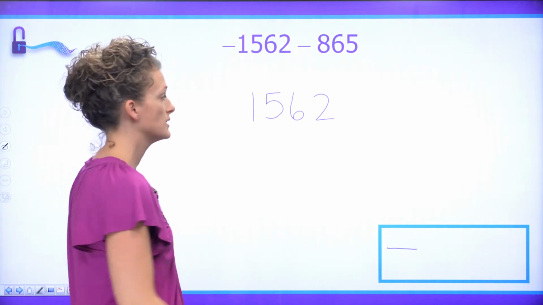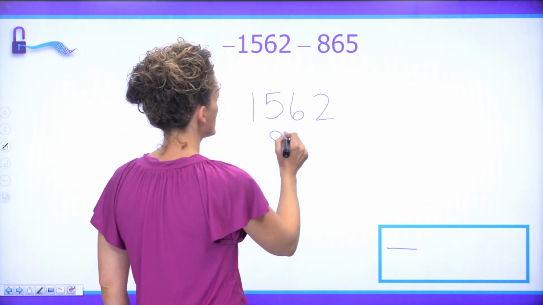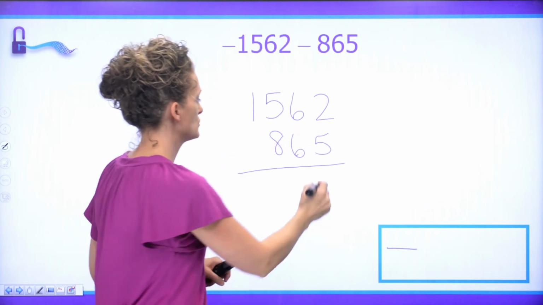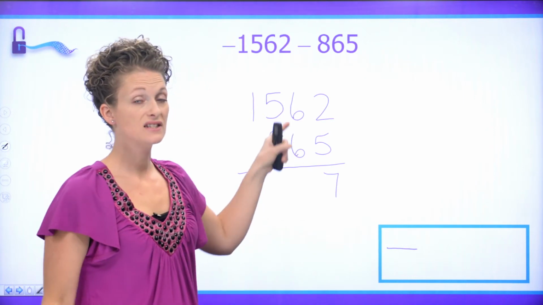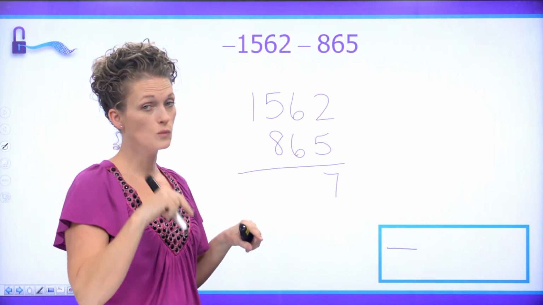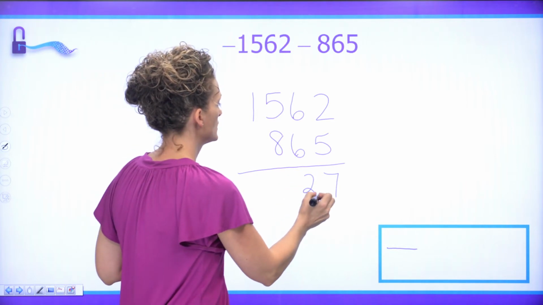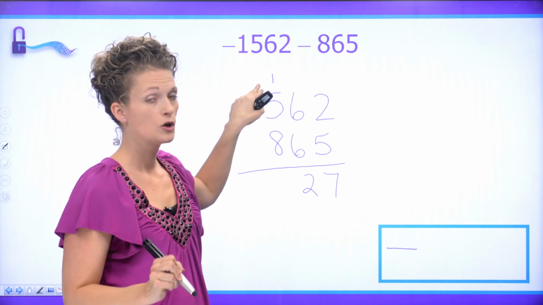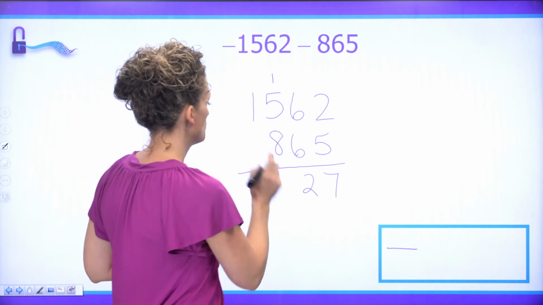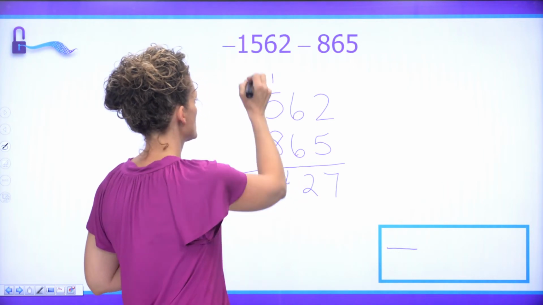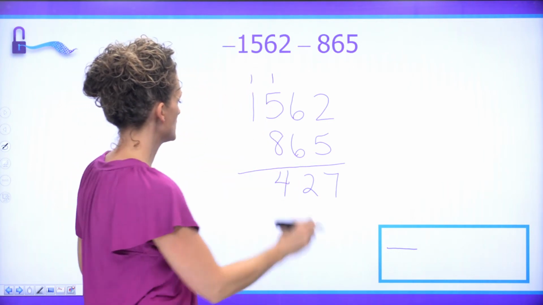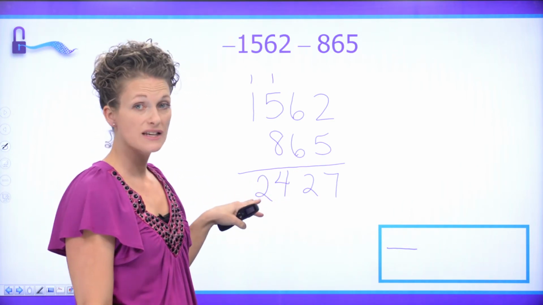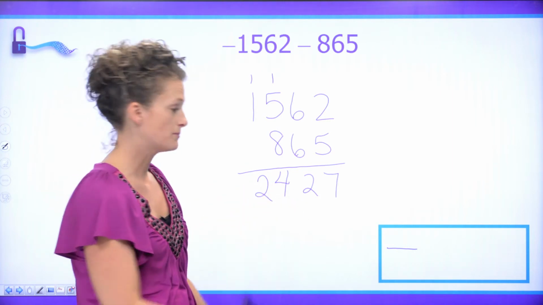Well, let's line these up in columns and let's add the absolute value together. So 5 plus 2 is 7. 6 plus 6 is 12. Remember, we can't have 2 digits in a 1-digit place. So we write the 2 and we carry the 1. 8 plus 5 is 13. Plus 1 is 14. But again, can't have 2 digits in a 1-digit place, so we have to carry the 1. So last but not least, 1 plus 1 is 2. So the absolute value when we add them together is 2,427.